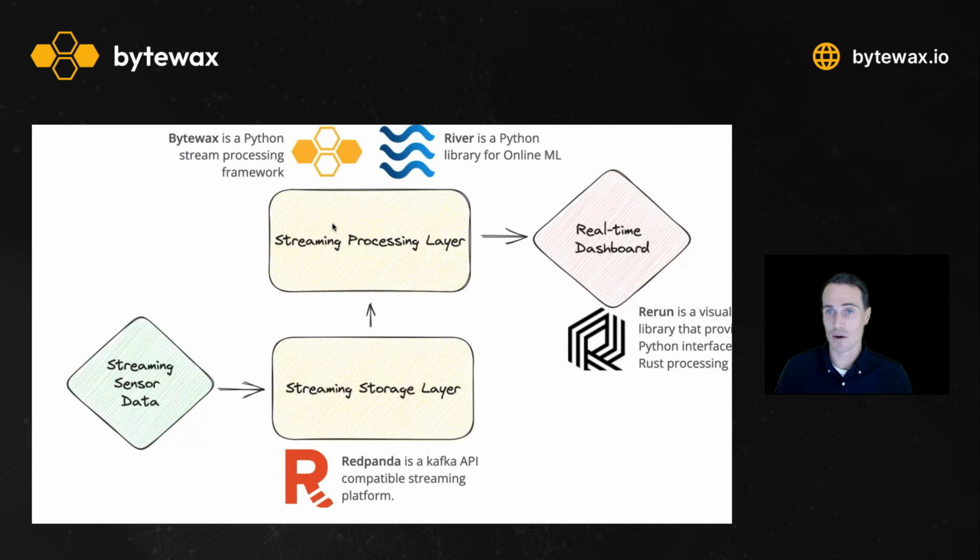For the stream processing layer, we'll be using Bytewax, which is a Python stream processing framework. And we'll use River as the online machine learning library, which has a number of algorithms that are easy to use in the library. And finally, we'll use a tool called Rerun, which is a nice visualization library that provides a Python interface for logging points and a Rust processing engine that makes it very, very performant.